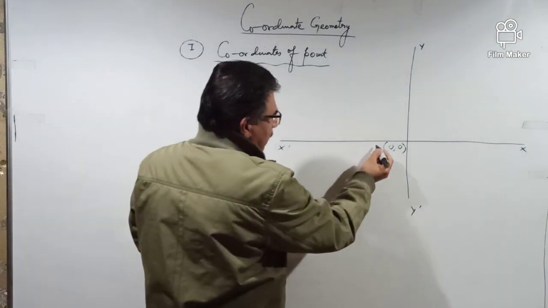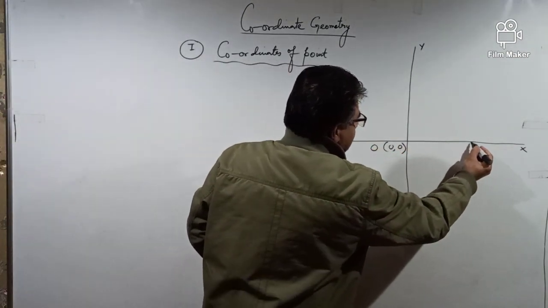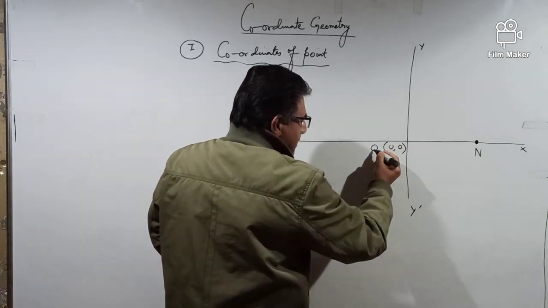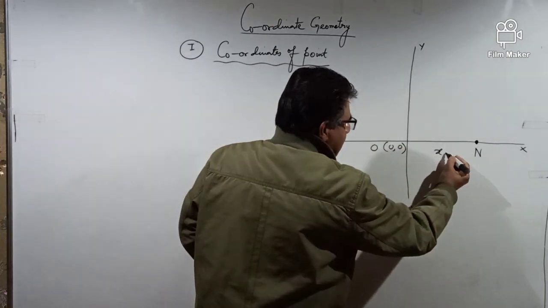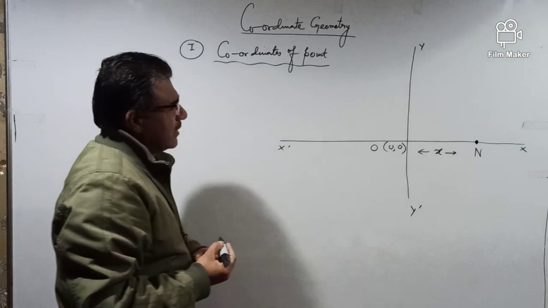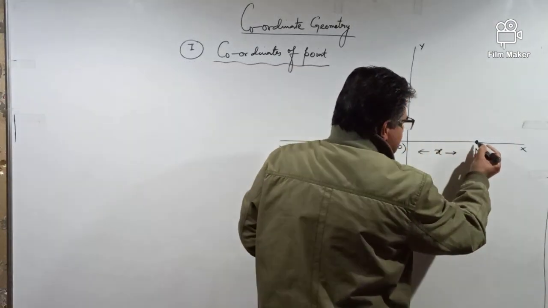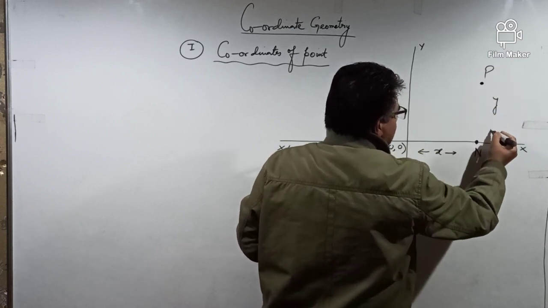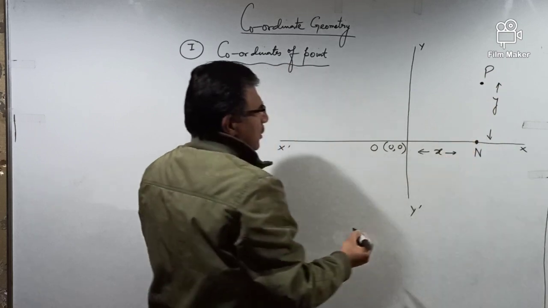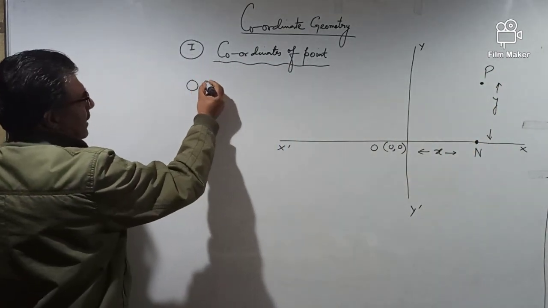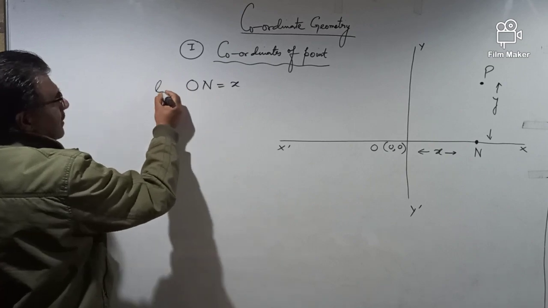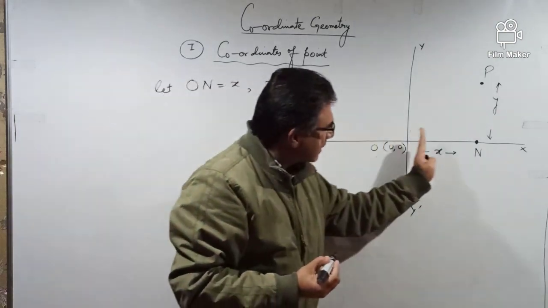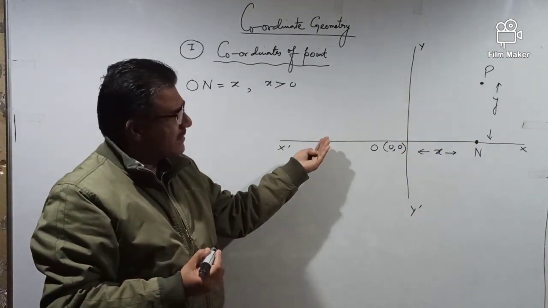Now let us suppose from this O, I'll go in this direction. Suppose I'll go here. This is the point N. Let distance from O to N be equal to x. Now let the distance from N to this P be equal to, say, y. You take x and y, and ON is equal to x. Let x be positive. Positive means I have to go in this direction. If x were negative, I would go in this direction.